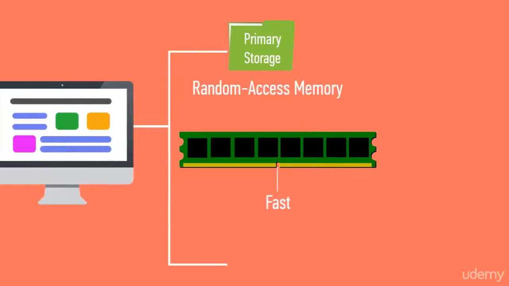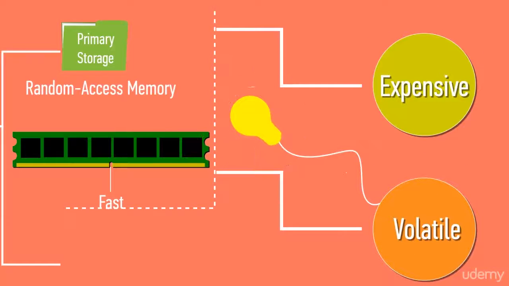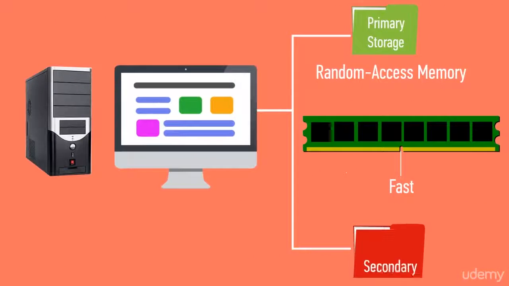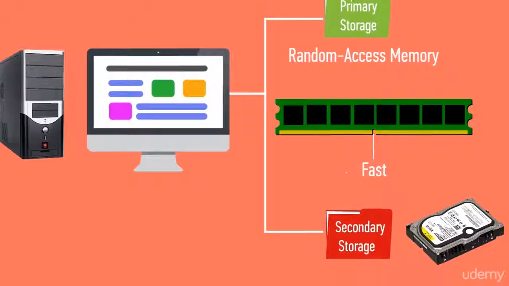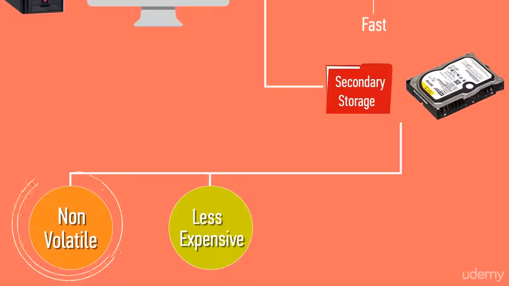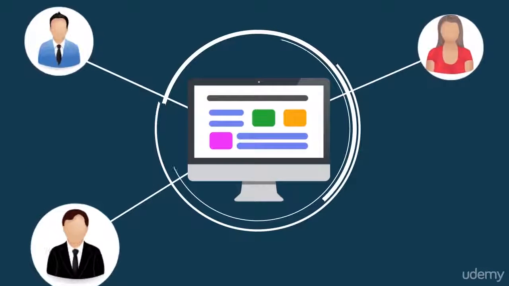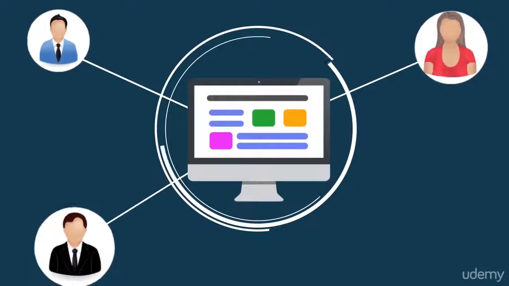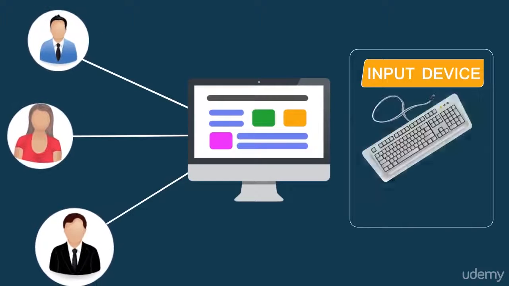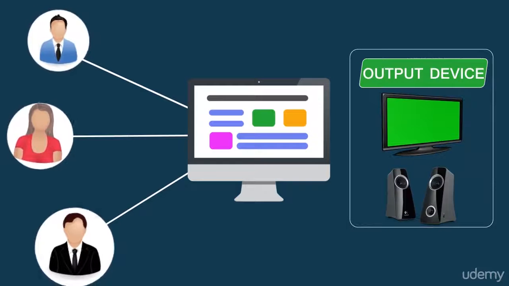Primary storage has two disadvantages. It is expensive and it is volatile, means it loses all its data when the power is turned off. Secondary storage, usually a hard disk, provides less expensive storage, is non-volatile, means it persists without electricity but is slow. To interact with a human user, a computer requires other peripheral devices, which are known as input devices, such as keyboard and mouse, and output devices such as a screen or speakers.